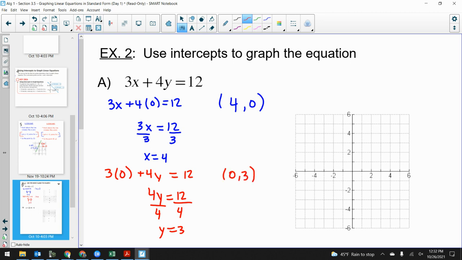0, comma 3. Now, it is just a coincidence that those numbers end up being the opposite coefficients in our equation. That does not always happen. Don't trust that. That's just coincidental for these couple problems. It's going to happen on the next one too, but don't always think that's going to happen. So we have 4, comma 0. And then we have 0, comma 3. So I have 2 points. Graph your line between them. Do not just connect your dots. Graph the full and complete line with arrows on the end.